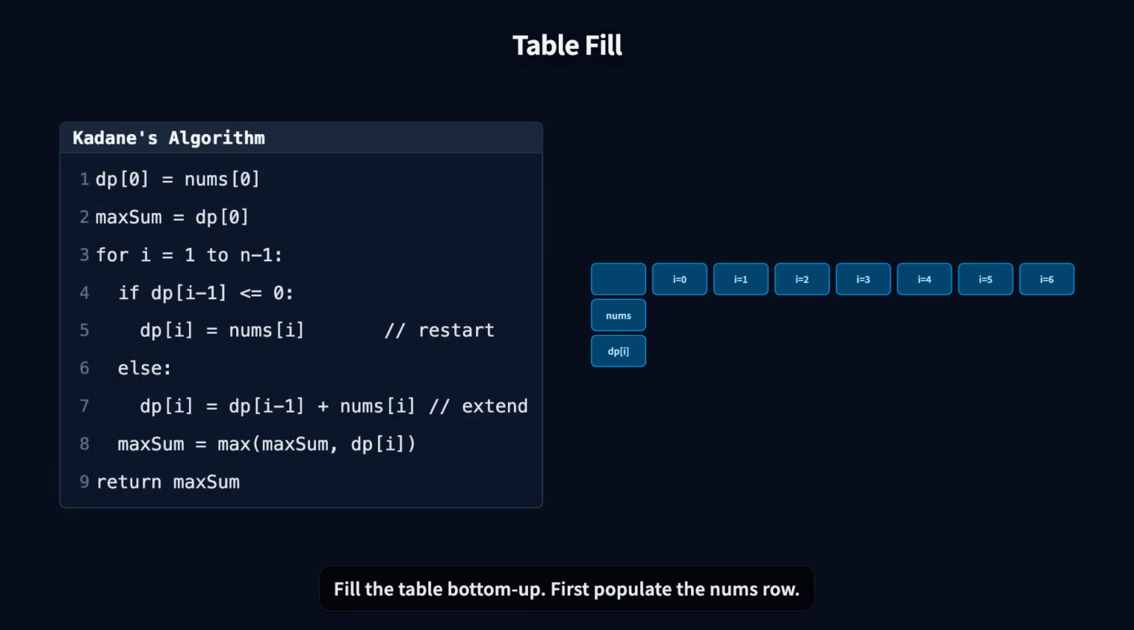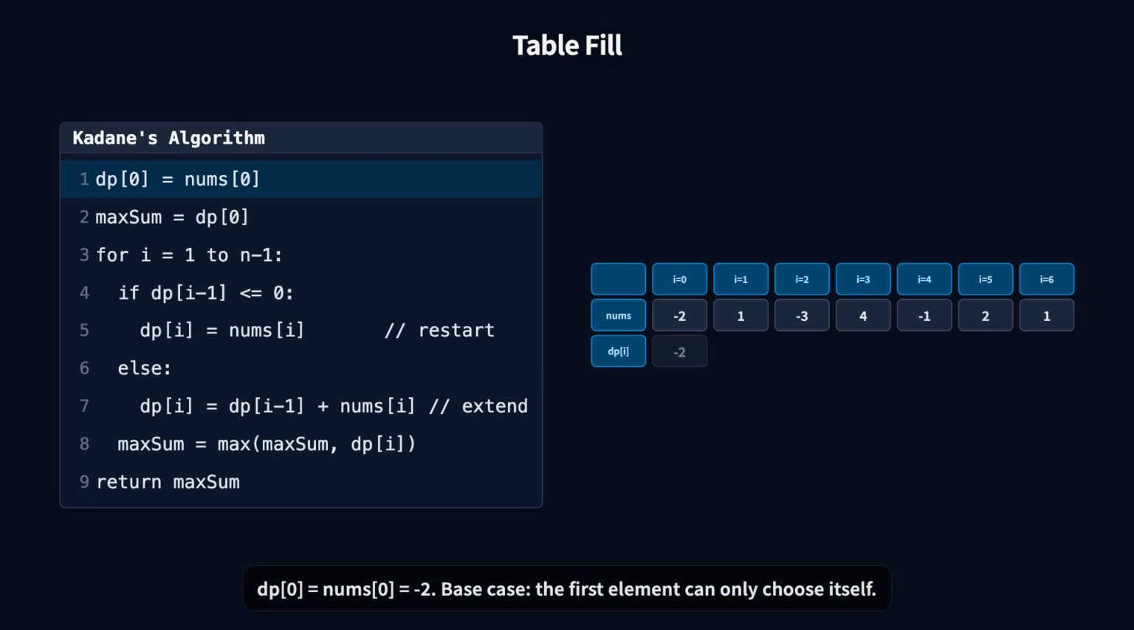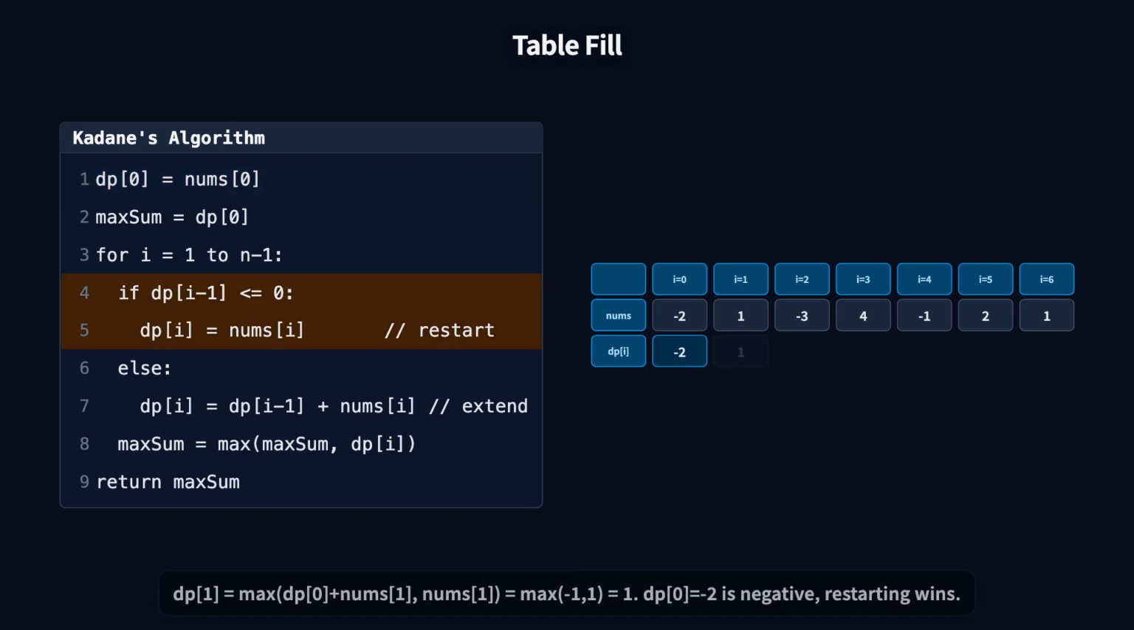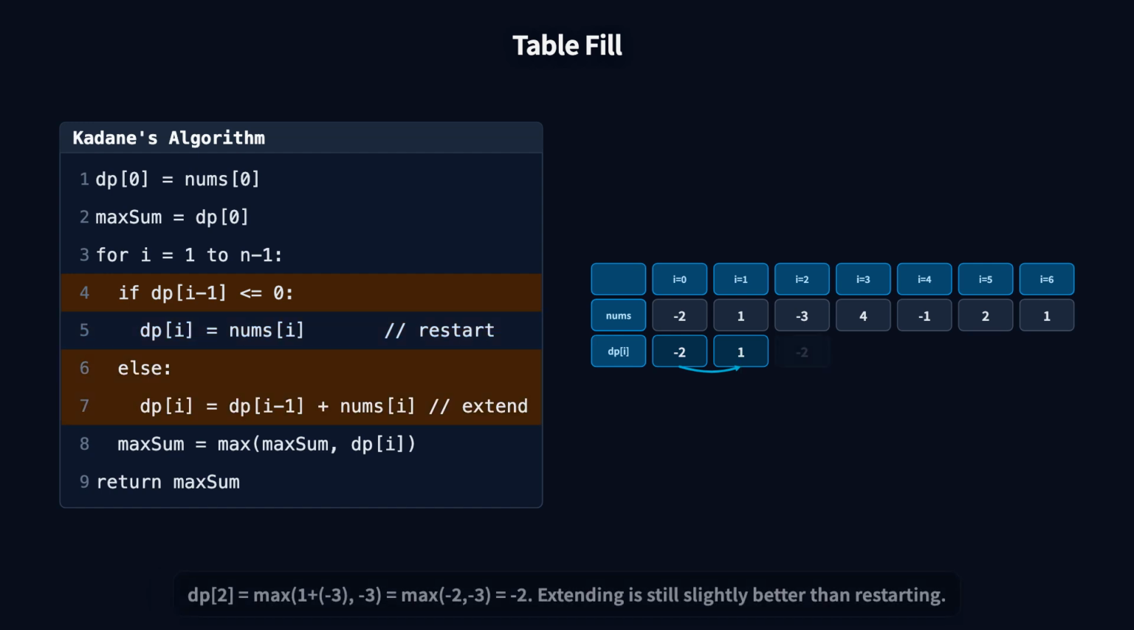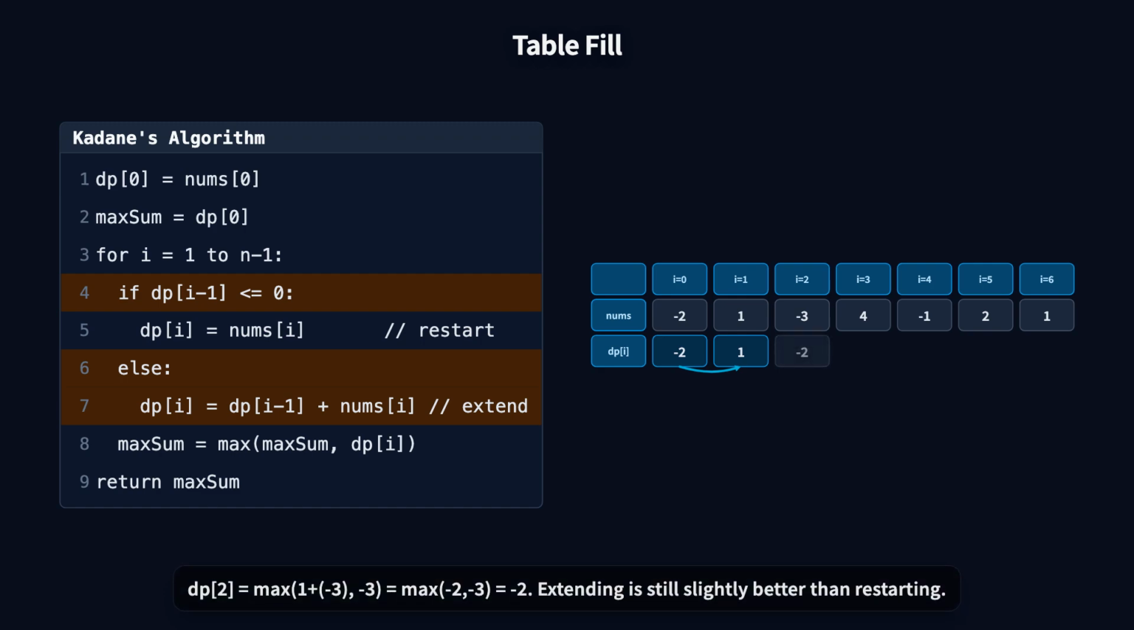Fill the table bottom up. First populate the nums row. dp[0] equals nums[0] equals -2. Base case, the first element can only choose itself. dp[1] equals max(dp[0] + nums[1], nums[1]) equals max(-1, 1) equals 1. dp[0] equals -2 is negative. Restarting wins. dp[2] equals max(1 + -3, -3).